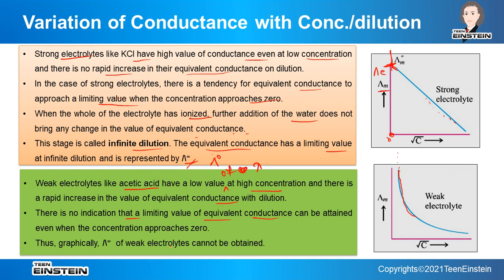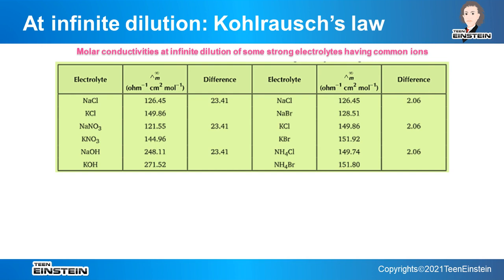That is why when the concentration is approaching 0, we are not able to get the value of lambda infinity. So graphically, lambda infinity for weak electrolytes we cannot get, but there is a solution, and the solution is Kohlrausch law. How to apply this law, we will see, but before that we have to understand some experimental observations. So what are those observations?